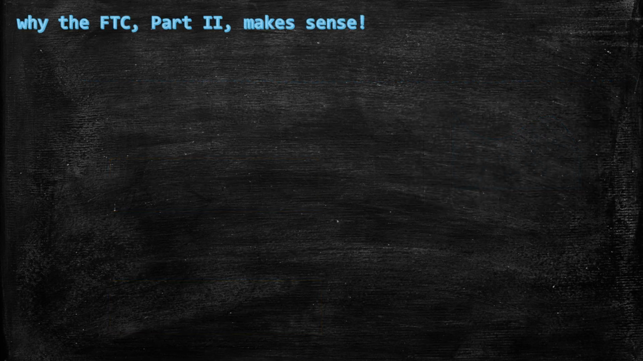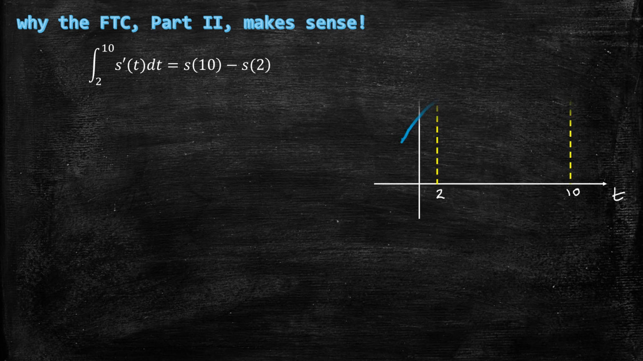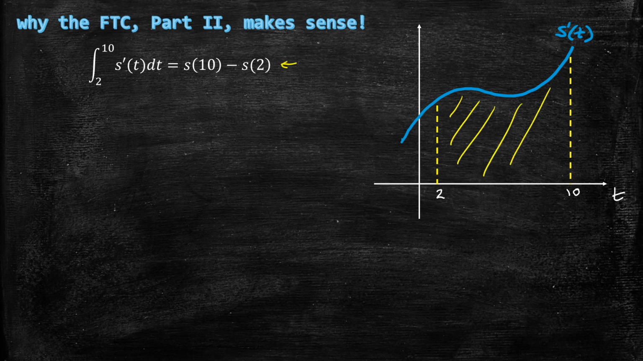So let's have a look at why the FTC part 2 makes sense. I'm going to bring up the second rendition of the FTC formula, the evaluation theorem. Instead of f prime, I'm going to use s prime, and instead of x, t. I've even put numbers in for a and b, 2 and 10. So if I worked out this calculation, what exactly would I find? It would give me the area under this curve between 2 and 10. Now I want you to think about s prime.